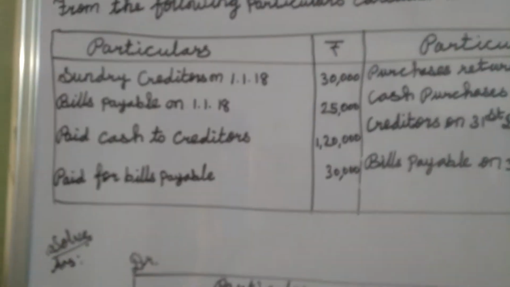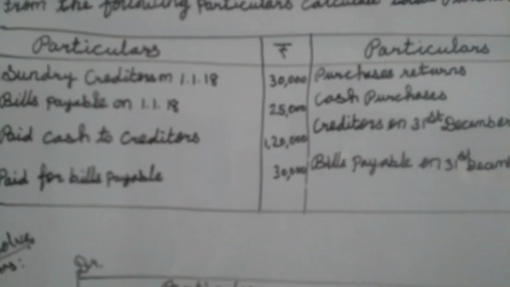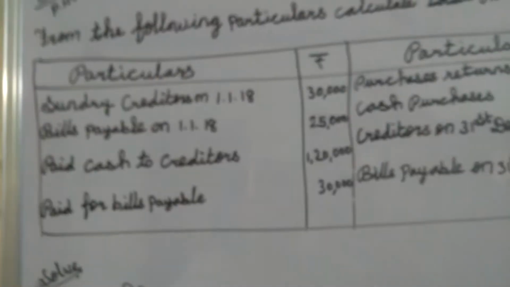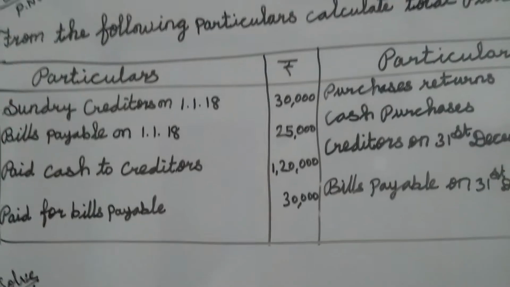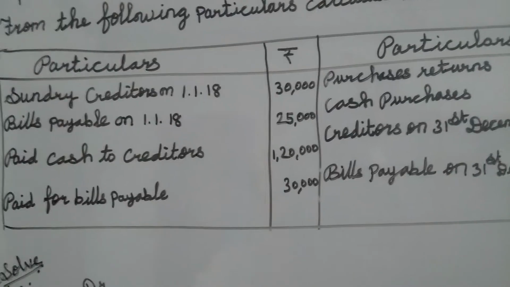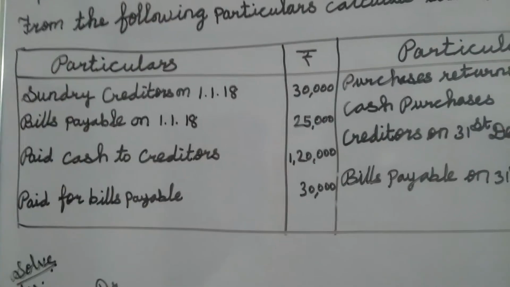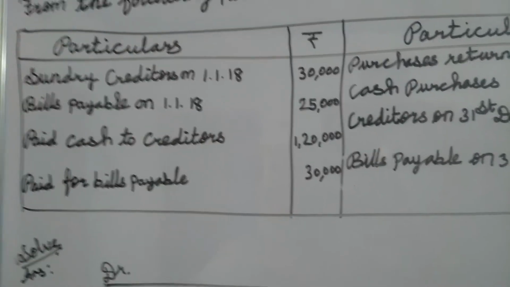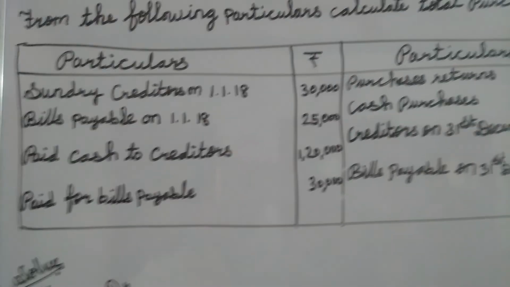In this sum, they have given the information on creditors and then bills payable. So through this sum we can understand we want to prepare two accounts, right? One is bills payable account, because bills payable information is given. From this bills payable we can find out the sundry creditors value. After that we want to prepare the total creditors account, right? So first we want to prepare the bills payable account, then the total creditors account, and then alone we can find out the total purchase, right? So first we will see the bills payable account.